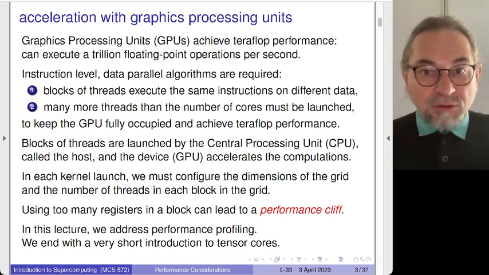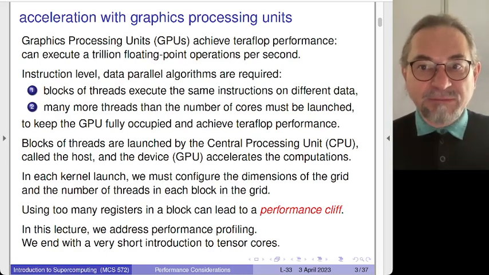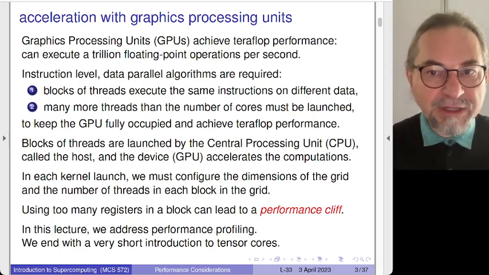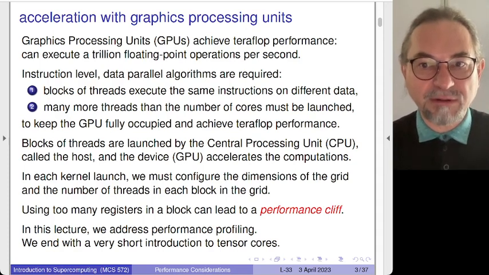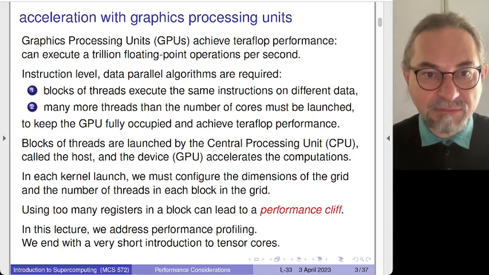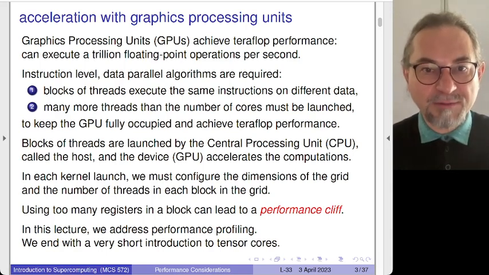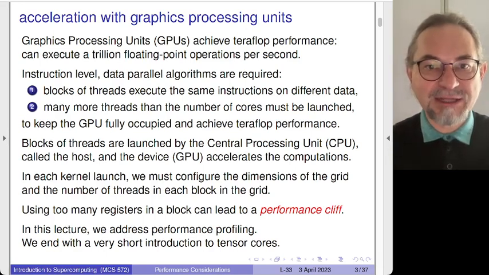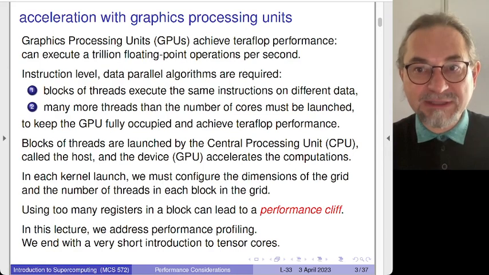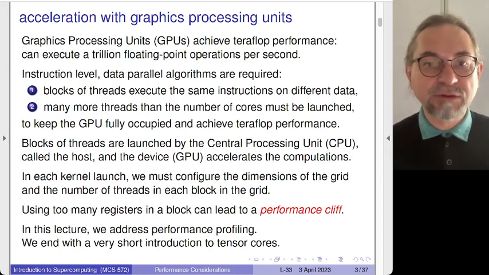So the programming model is far more refined than what we started with in the beginning of the course with message passing and then later with multi-threading. Here we deal with instruction level parallelism. So a thread is running in warps, and warps of threads are executed in blocks of threads. To keep the GPU fully occupied, that's necessary for teraflop performance, and that is actually our main concern, also a little bit of this lecture.